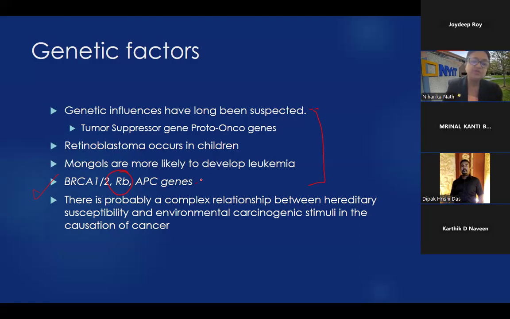And APC genes cause colorectal cancer. So APC gene mutations cause colorectal cancer, and if you have a mutation, then you're likely to get it by the age of 50. Mongolian people develop somewhat more leukemia. Retinoblastoma is only in children. This is retinoblastoma here, RB. And I will leave the genetic factors for another talk.